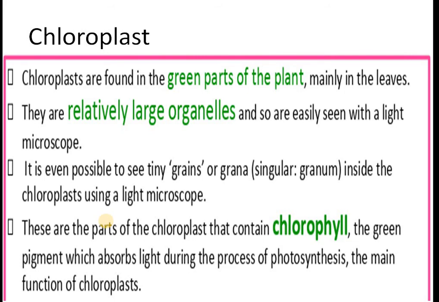And if you see them through a light microscope, you would possibly see some tiny grains in them. These grains or granular structures are called grana. Of course, when we go through the detailed structure of chloroplast, you will get to know about the grana, the granules or grains or granular structures present in them, but you can just see them through a light microscope, not very clearly, but there is a hint that some grains are present in the chloroplast.